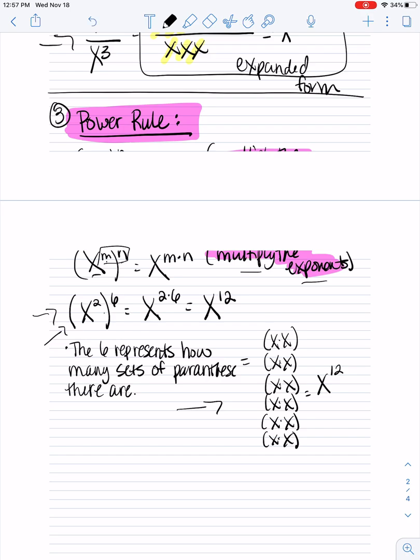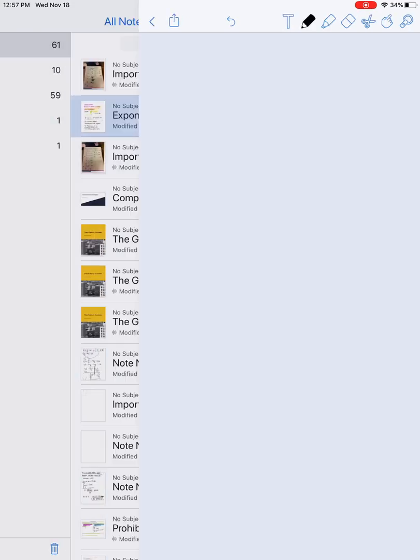Another way to say this is that if we look at x squared raised to the 6th power, this is telling us we have 6 sets of x squared. So that's why I have x times x 6 times.